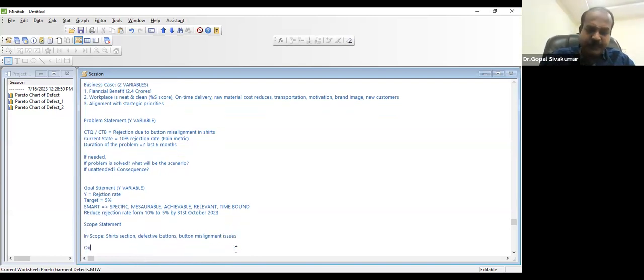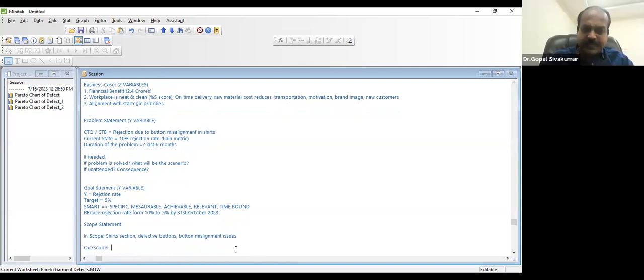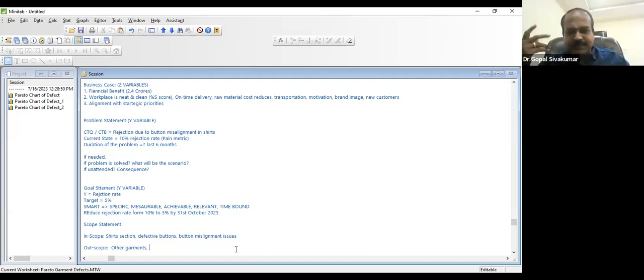Scoping is done. Outscope. Outscope means other garments. Are you going to apply this project to other garments also, or only shirts? Only shirts. Other garments are out of scope. And defective buttons is in your scope. You have written. But other defects are out of scope. Clear? Right.